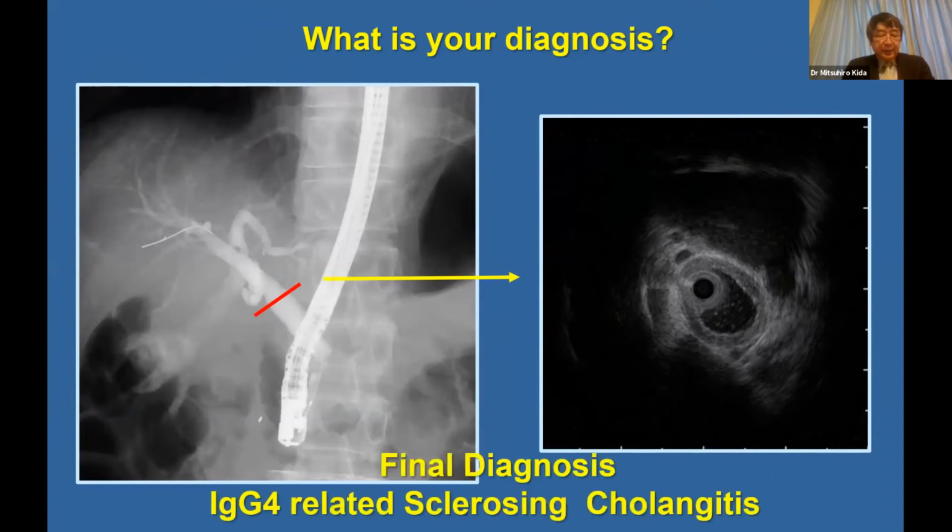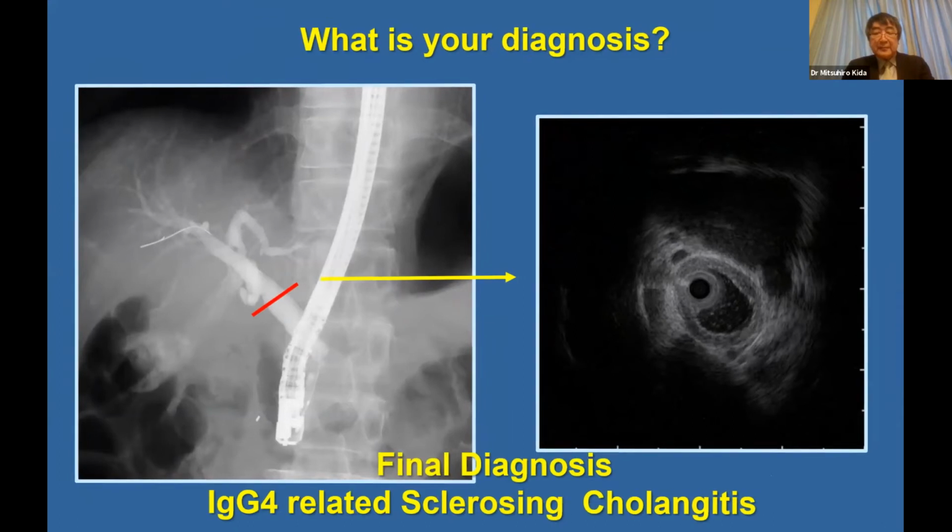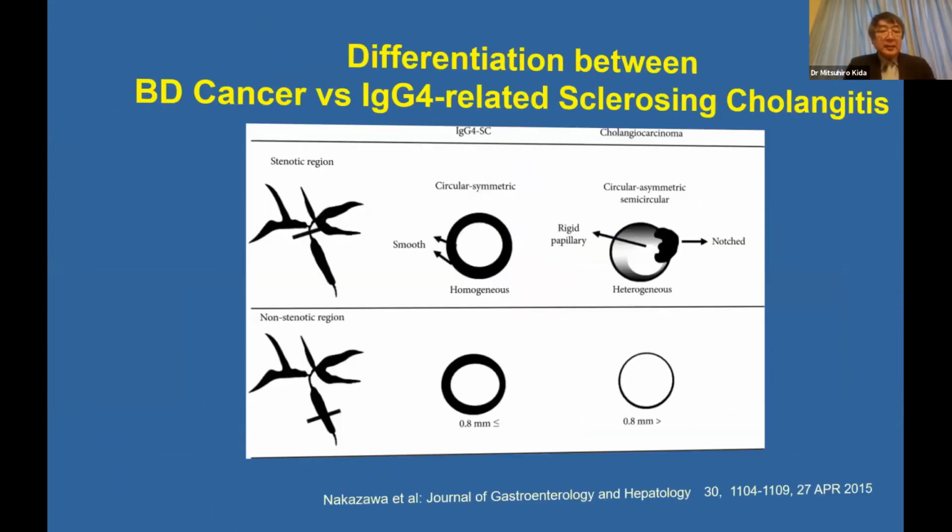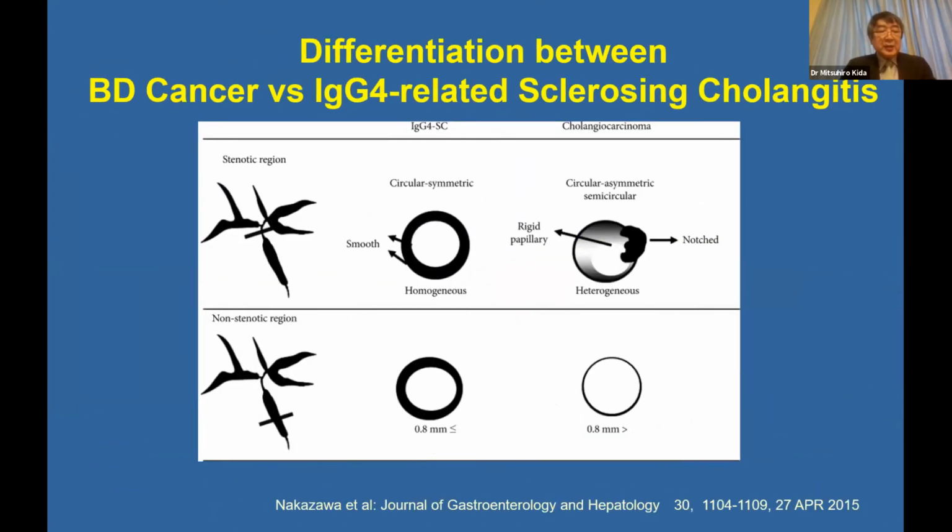This is IgG4-related sclerosing cholangitis. This is the differentiation between bile duct cancer and IgG4-SC. Bile duct cancer is asymmetric, semicircular, irregular and heterogeneous. On the other hand, IgG4-SC is circular, symmetric, homogeneous and smooth, with clear margins.